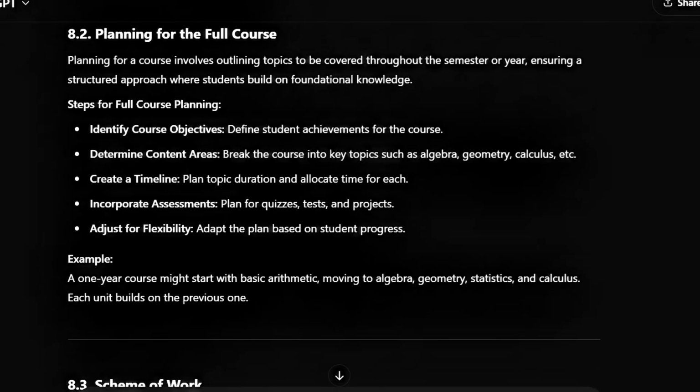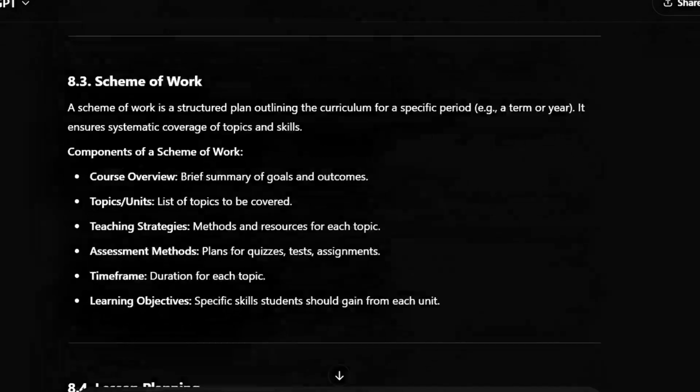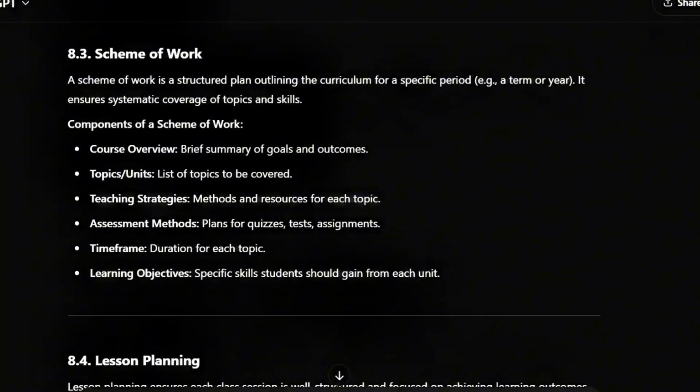Example, a one-year course might start with basic arithmetic, moving to algebra, geometry, statistics, and calculus. Each unit builds on the previous one. 8.3. A scheme of work is a structured plan outlining the curriculum for a specific period, e.g., a term or year. It ensures systematic coverage of topics and skills.